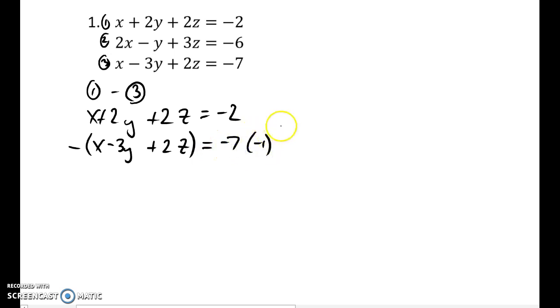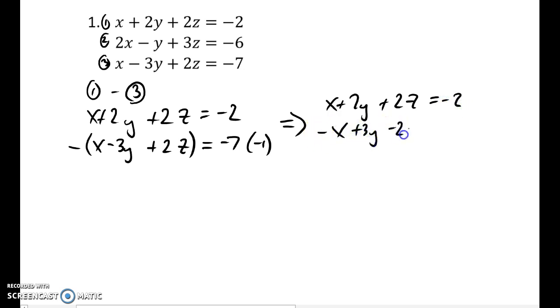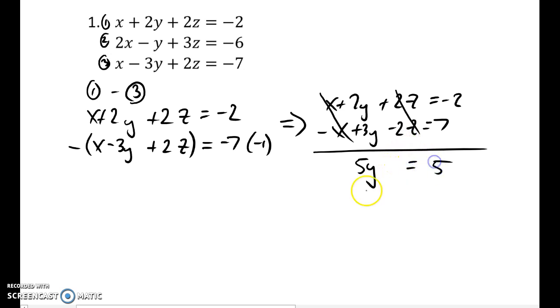So what I'll end up with is x plus 2y plus 2z equals negative 2. And over here I have negative x plus 3y minus 2z equals 7. When I combine them together, the x's all cancel out, I add my y's together to get 5y, and my z's cancel out too, so I'm just left with 5. So 5y equals 5, divide by 5, and I get y equals 1.